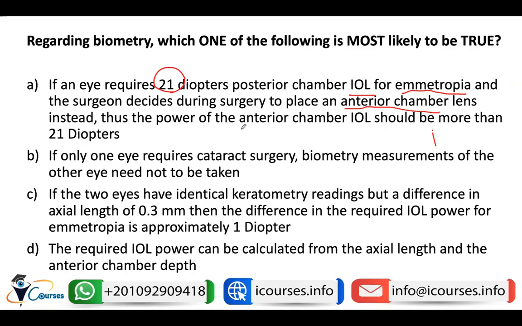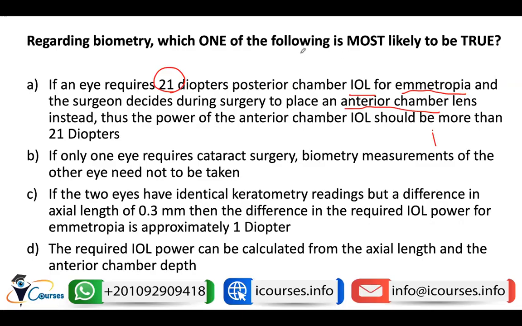So for example, if it is 21 and we are placing it in the anterior chamber, it should be around 18 diopters, but this will be according to the A constant. So this will depend mainly on the A constant of the intraocular lens, but just to know the rule, because the figures cannot always be the same.